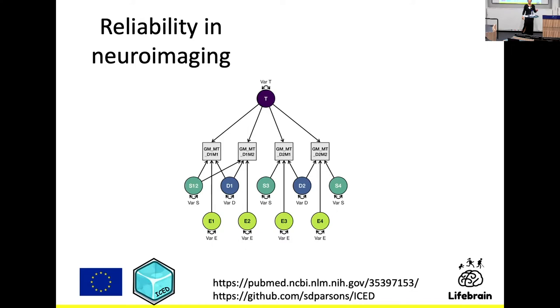For example, if we measure the same neuroimaging measure twice on two consecutive days, that allows for separating the variance into a true score, a day-specific score, a session-specific score, and a residual error variance, like depicted in this model.